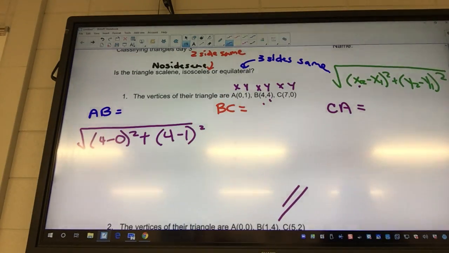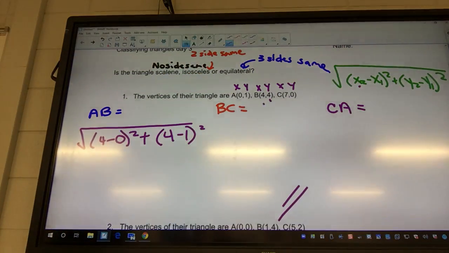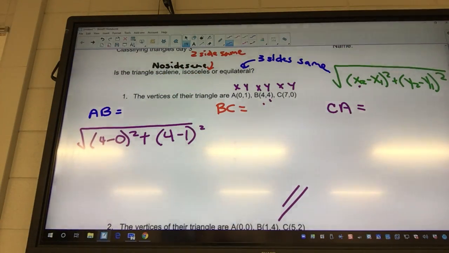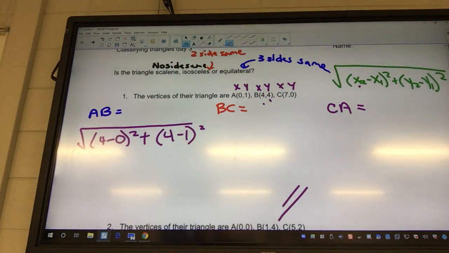So you can do it right now. Hit your square root button on your calculator. Then you can put parenthesis 4 minus 0, and there's a squared button, plus that 4 minus 1 squared. Alright, so square root's going to always be 3.